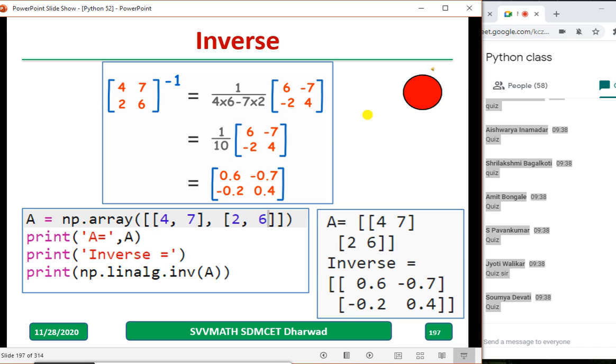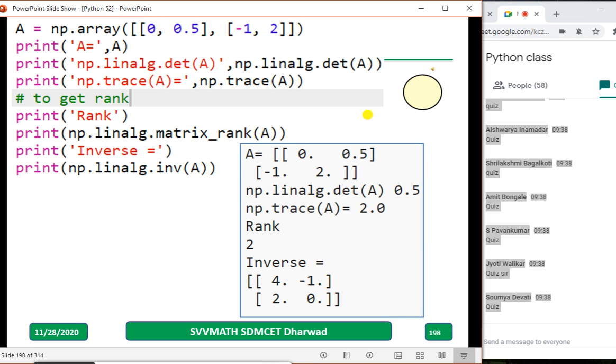Hope all of you have copied it, it's hardly one line. And this is a program where I have used determinant, trace, rank, inverse. All these are used. These are the functions we can use to find out a determinant, a trace, a rank, and an inverse of a given matrix.